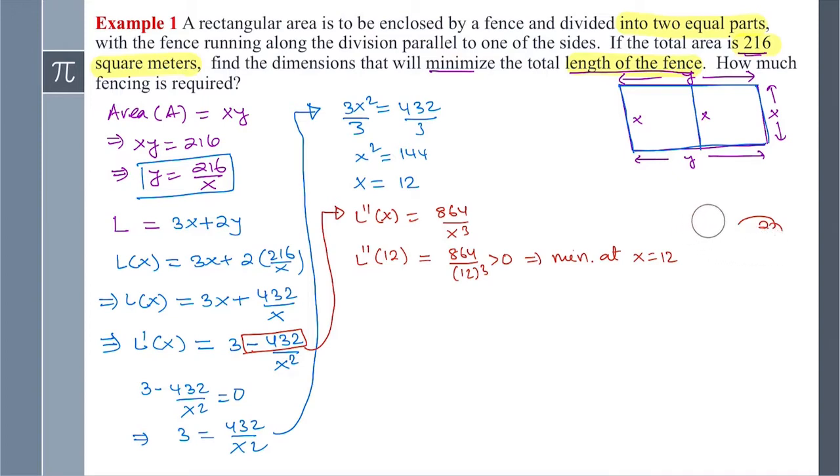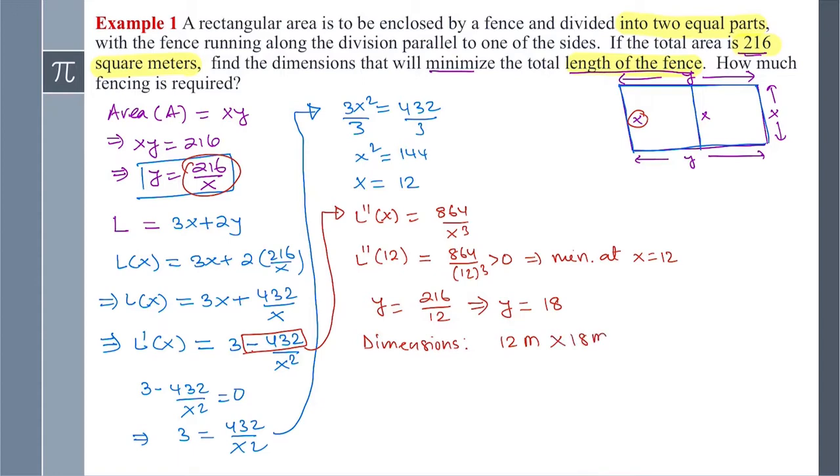So with that, we know that we are going to get the minimum when x is 12. Then let's go ahead and find y, because we are trying to find the dimension of that rectangle. So y equals, we'll just use this equation here, 216 divided by 12, which gives us y equals 18. So that means the dimension of that rectangle is, in meters, 12 meters by 18 meters. Okay, so this is the dimension.